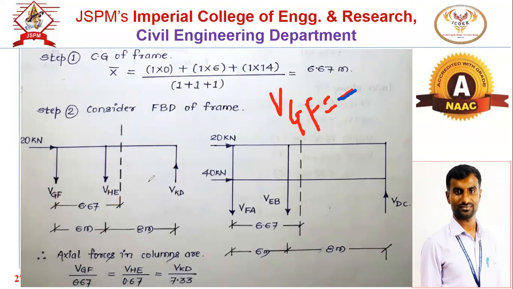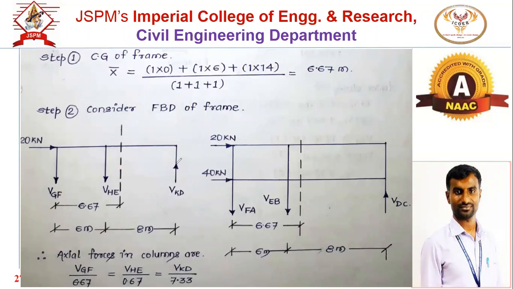Okay. Now here find out the centroid. Then from the third assumption, axial forces in columns are proportional to their distances from the centroidal axis. So VGF is proportional to 6.67, VH is proportional to the distance 0.67, which is equal to VKD, proportional to the distance 7.33. So this is one equation, or one relation, you have got. Now this is the proportion, you are getting the relation, one force in terms of the other.